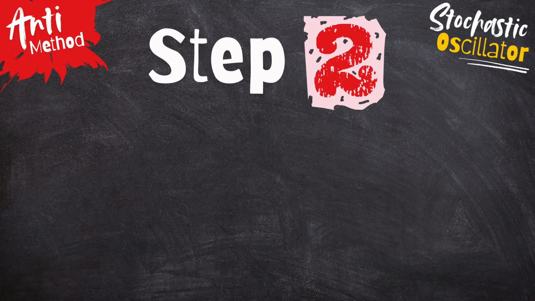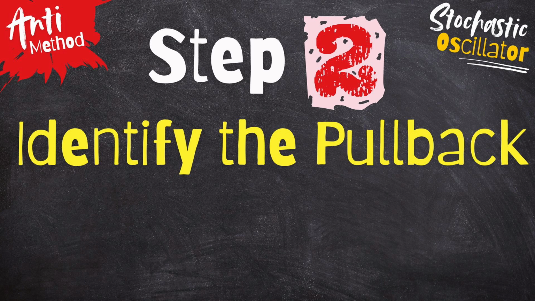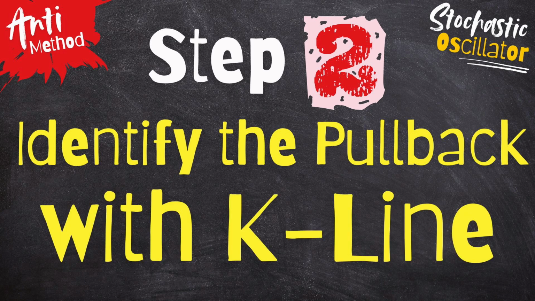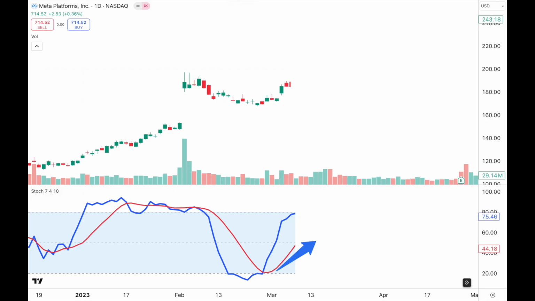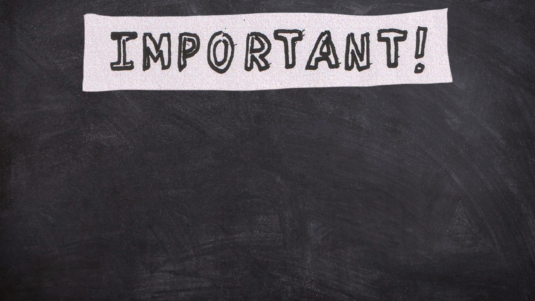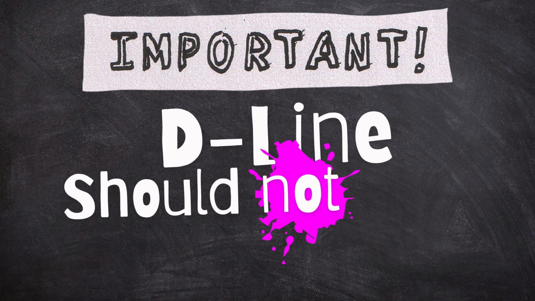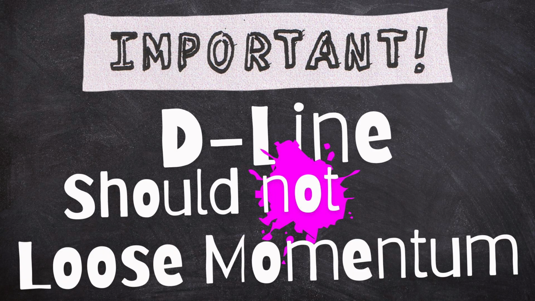Step 2 of our strategy is to spot the pullback using the fast K line. Now that we have confirmed a bullish trend using the D line, we wait for a pullback. During this phase, the K line, which is the fast line, will move sharply downwards, indicating a short-term correction in price. A key detail here: the D line must remain upward sloping or at least flatten slightly.